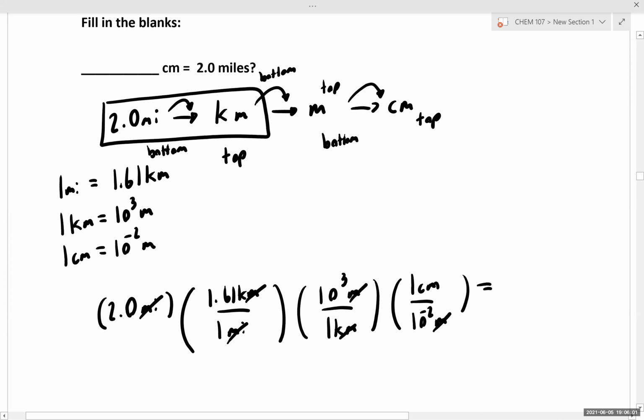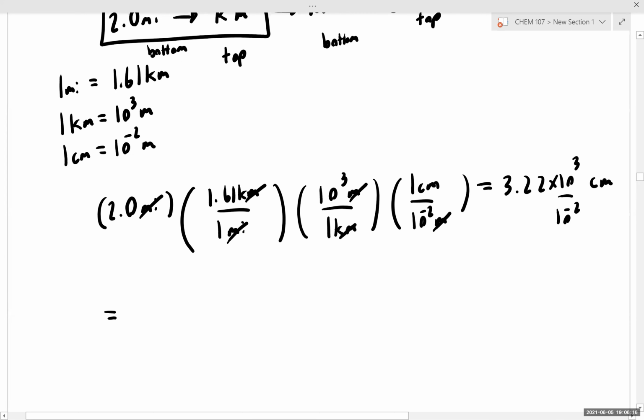So executing on this full conversion line, we get 3.22 times 10 to the third over 10 to the negative second centimeter, which we in turn round to 2 sig figs: 3.2 times 10 to the third over 10 to the negative second centimeter, which we then write out as 3.2 times 10 to the fifth centimeter.